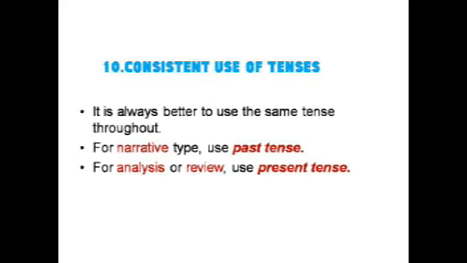Next, consistent use of tenses. It is very important that once we start using a particular tense, we should continue with that. You cannot mix up different tenses usually. And for a particular type of writing, we use a particular type of tense. Like for narrative types, we use past tense, because usually we narrate about something that happened in the past. If it is analysis or review, like a book review, it's better to use present tense.